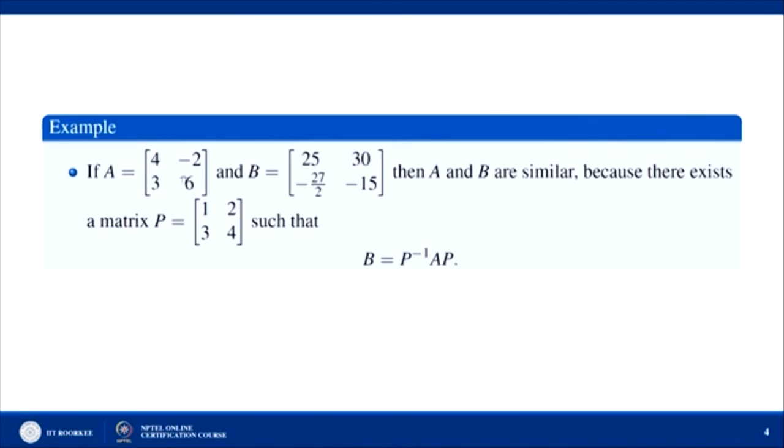You can also verify here that the trace is 10, and here the trace is also 10. Here the determinant is 24 plus 6, which is 30, and here also if you simplify, you will get 30, because they are similar.